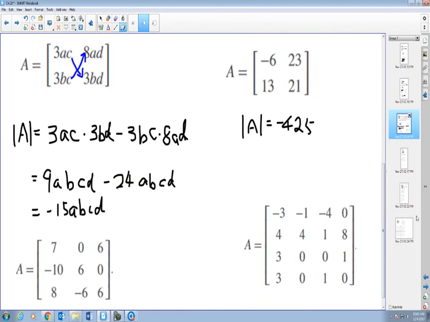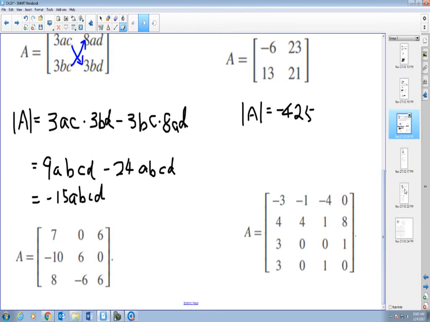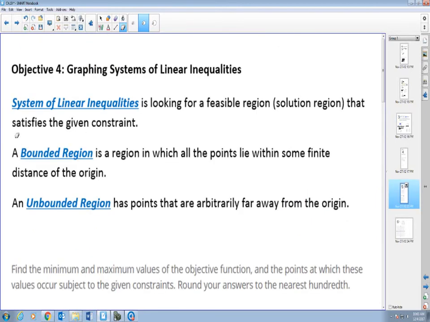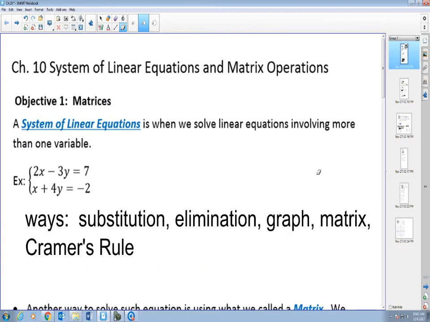Alright, the very last thing I want to go over is going back and talking a little bit about systems of linear equations involving inequalities. At the beginning of chapter 10, I mentioned different ways we can solve systems of linear equations: by substitution, elimination, or by graphing methods.